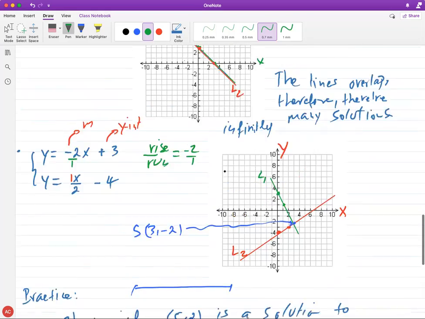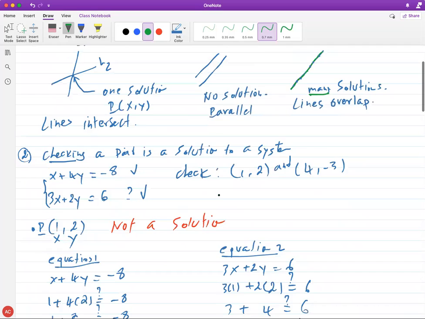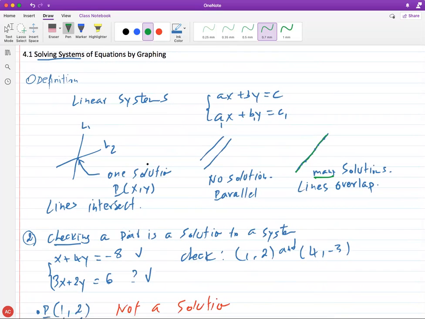And that's pretty much how you solve linear systems by graphing. Like I said, we're going to learn two other methods next time that do not involve graphing, and they are more accurate because we use equations, algebraic methods to solve. Everything we saw here today.